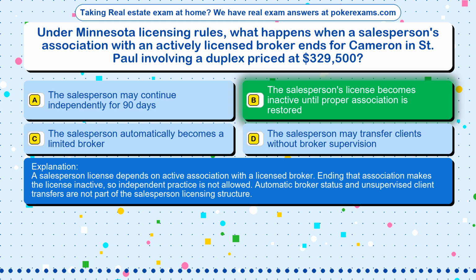A salesperson license depends on active association with a licensed broker. Ending that association makes the license inactive, so independent practice is not allowed. Automatic broker status and unsupervised client transfers are not part of the salesperson licensing structure.